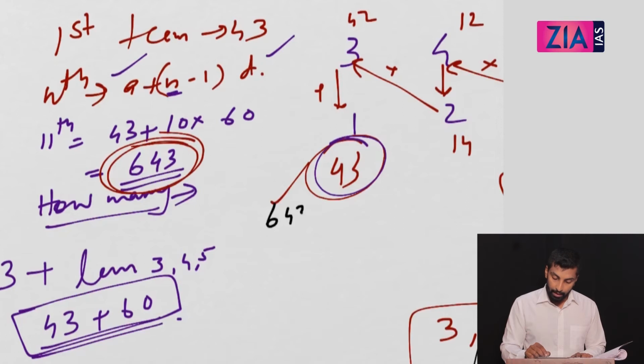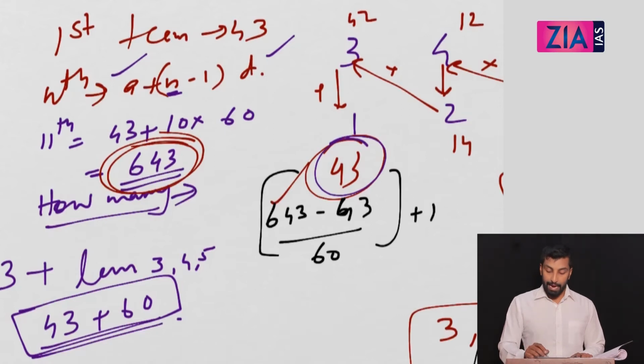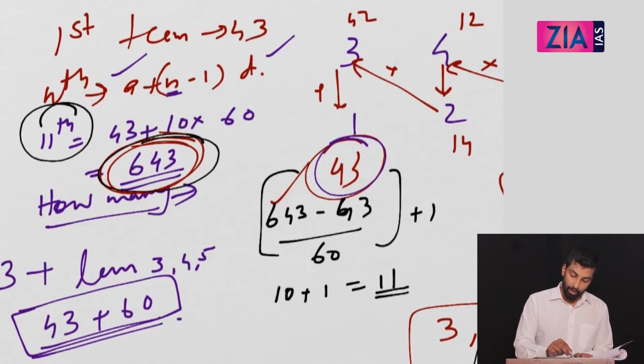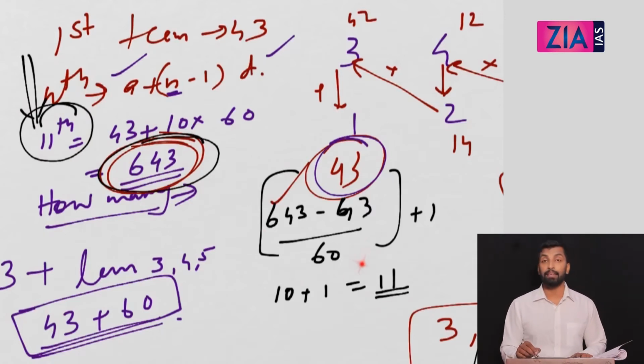Last term 643 minus first term, that is 43, divided by common difference, that is 60, plus 1. So your answer is 600 by 60, that is 10, plus 1 equal to 11. And what is 643? It's actually the 11th term only. We got it here. I hope you remember this. We found the 11th term, we got 643. Now when we find how many terms are there, we are getting 11. That is natural, right? Because we know this is actually the 11th term. So obviously 11 terms are there.